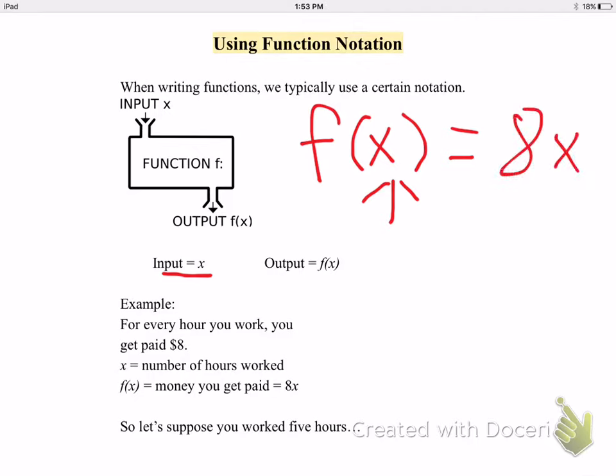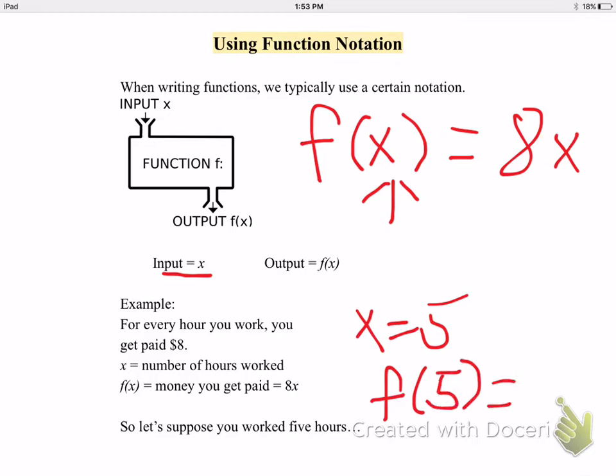So let's suppose you work 5 hours. If you work for 5 hours, x is going to equal 5. So we're going to input f of 5, which is going to equal 8 times 5. And as we know, 8 times 5 equals 40. So our output, f of x, is going to equal 40 when x is equal to 5. So when you work 5 hours, you get paid $40.